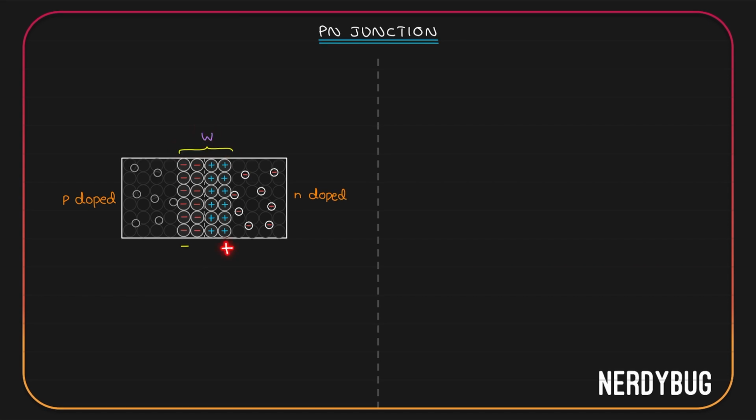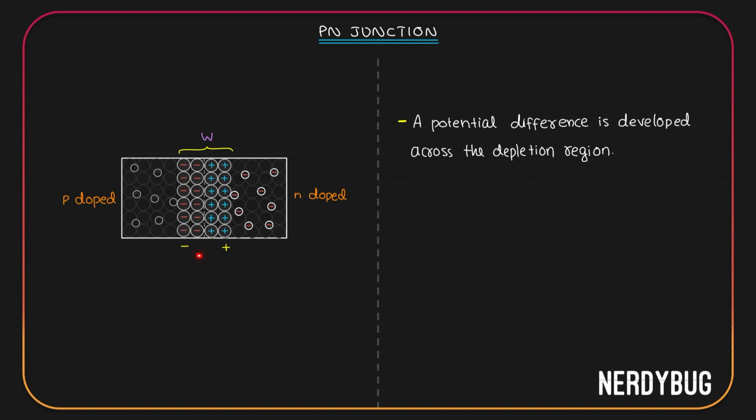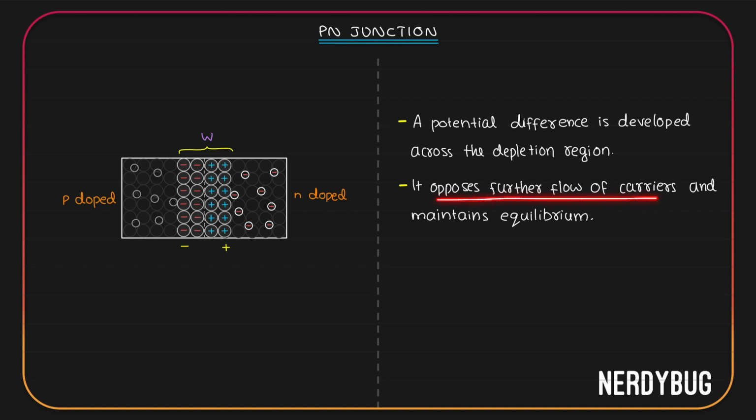There is a layer of positive charge and a layer of negative charge, which means across the depletion region there is a potential drop, let us call it V0, which means a potential difference is developed across the depletion region. This potential difference is what creates the electric field and opposes the flow of charges. So we can say it opposes further flow of the carriers and maintains the equilibrium. This is called the barrier potential. Let us denote it by V0.